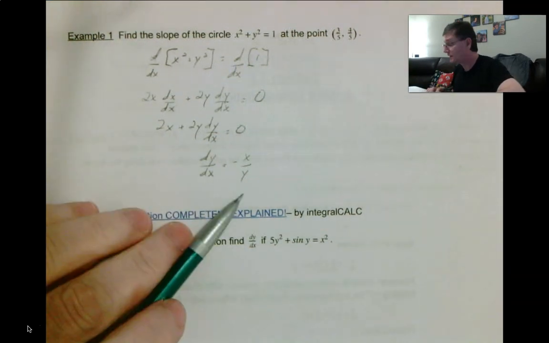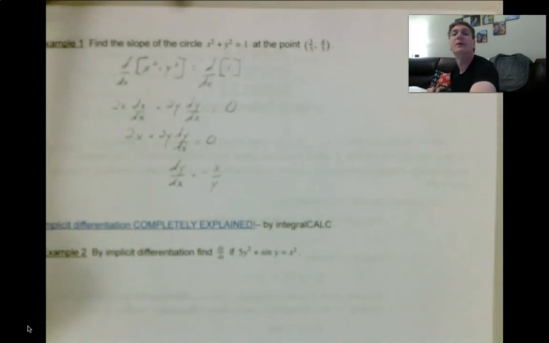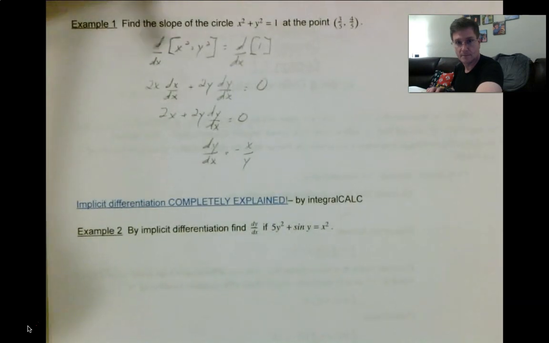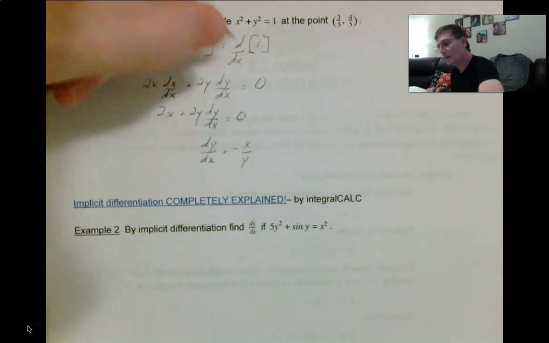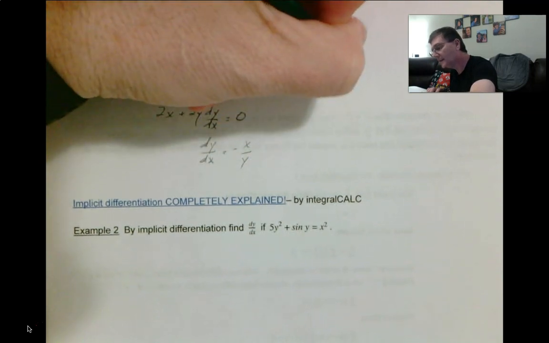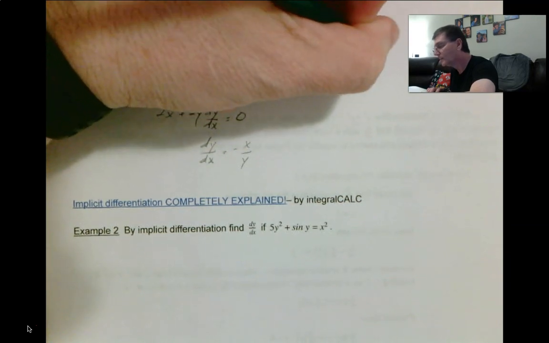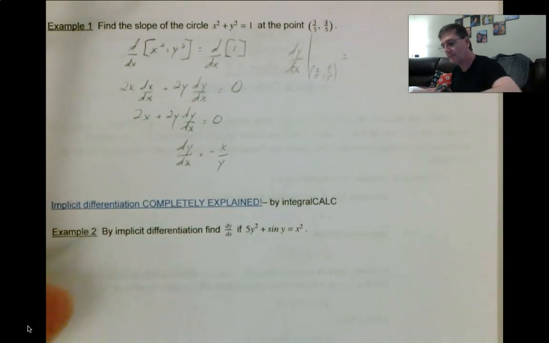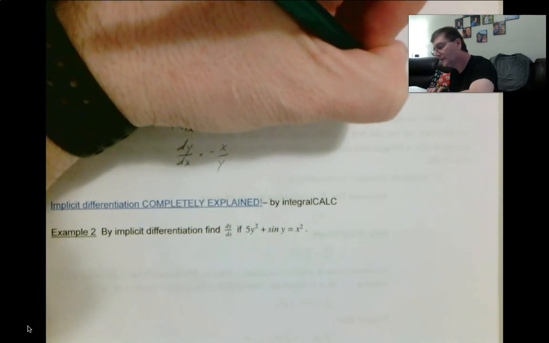Okay. Now I want to take this dy/dx and evaluate it at (3/5, 4/5), which means I want to evaluate negative x over y at (3/5, 4/5).